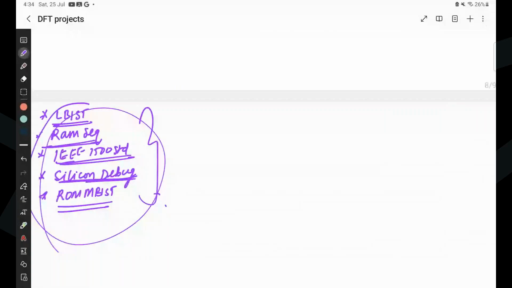And JTAG and IJTAG insertion will also be done in Tessent. Yes, for all the things we'll be making use of Tessent tools. Except synthesis, everything will use Tessent tools.